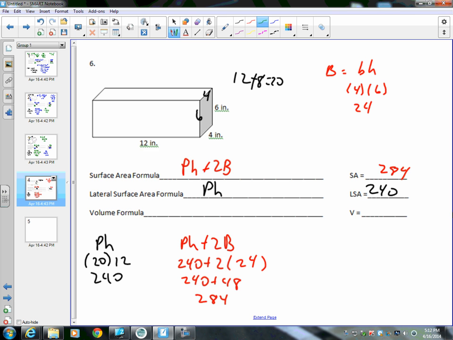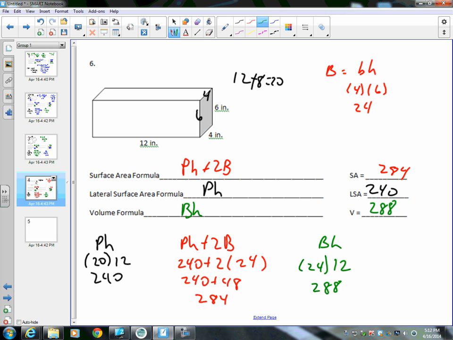Okay. And volume. Volume of a prism, again, base times height, or big B times height, which is the area of the base times the height. The area of the base we found to be 24, and the height is 12. 24 times 12 is 288.